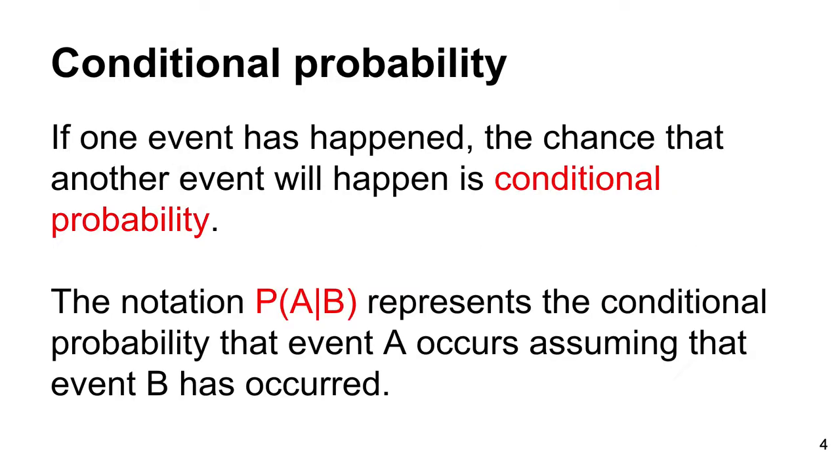Here's our definition and notation. If one event has happened, the chance that another event will happen is called the conditional probability. And this is how we denote it. Probability of A given B represents the conditional probability that event A occurs assuming that B has already occurred. That's how we write it, the probability of A given B.